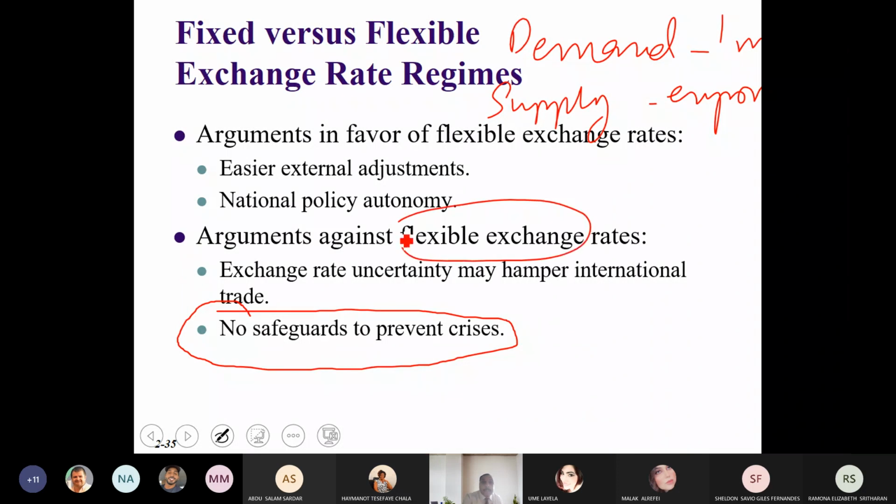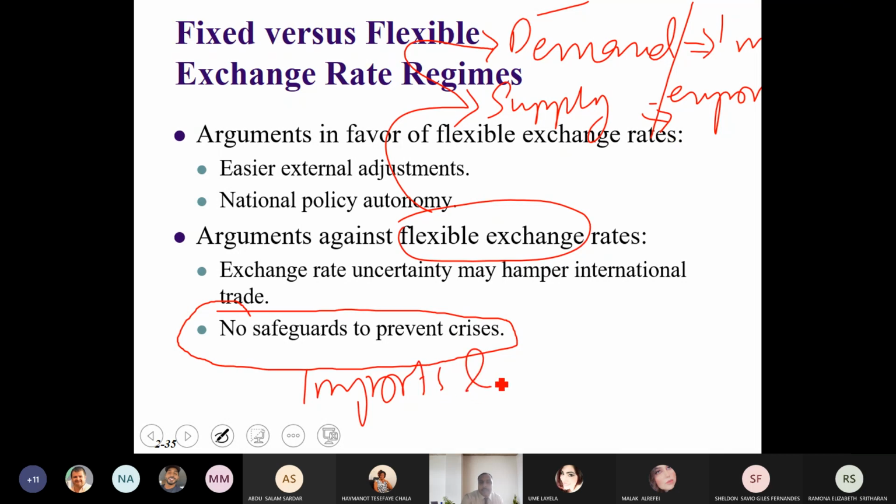So a flexible exchange rate depends upon what? It depends upon supply and demand, correct? The flexible exchange rate depends upon the supply and demand of the dollar. Fine. So demand and supply depend upon what? Imports and exports. I hope you are following me, right? Yes.